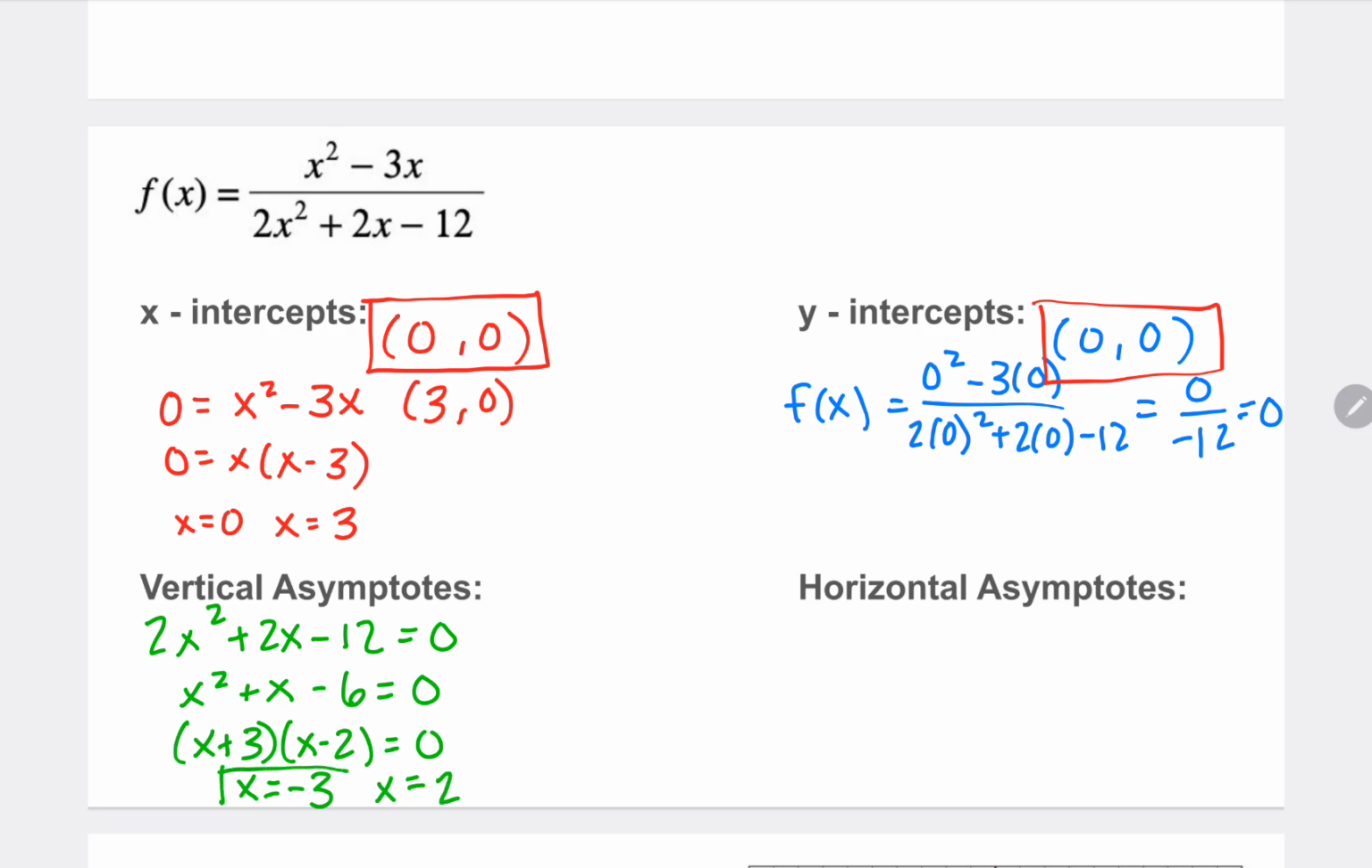And so I end up with 2 vertical asymptotes, one at x equals negative 3 and one at x equals 2. Those are 2 vertical lines that if you were to go to graph this, the function that you're graphing would not cross those vertical lines.